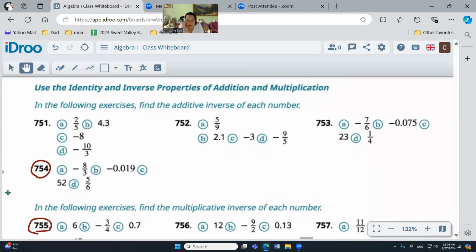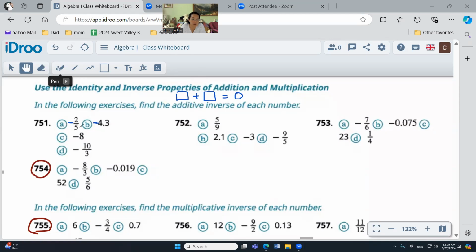Identity and inverse property of addition and multiplication. What do they want? Find the additive inverse of each number. What is additive inverse? Additive inverses are two numbers that, if you add them together, become 0. So they are additive inverses. And this is super easy because it's just the different signs. So for A, the additive inverse is you put a negative.